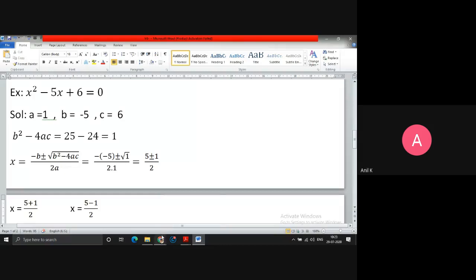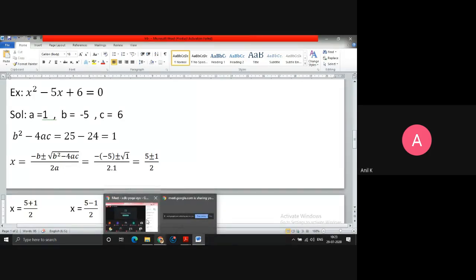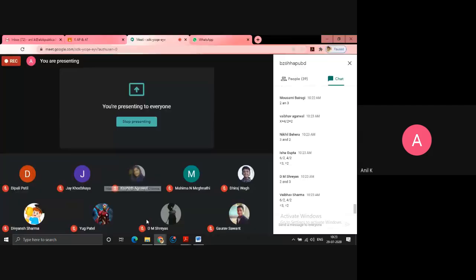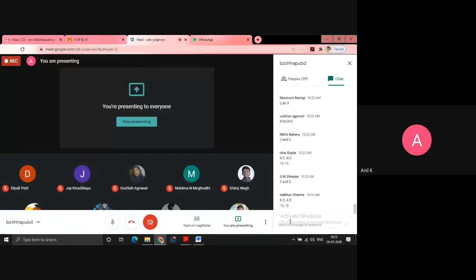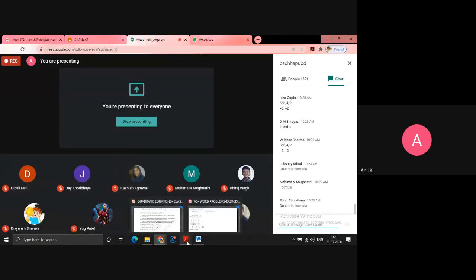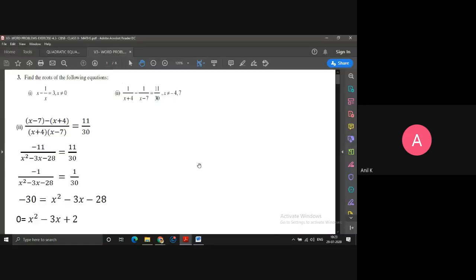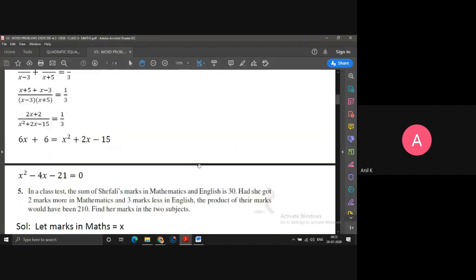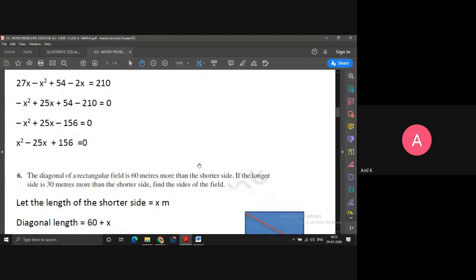Now tell me, which method is easy: the completing the square method, this quadratic formula, or splitting the middle term? Yeah, your answers are correct. Most of you have given the answers. Perfect, the quadratic formula is easier, right? If you want, I'll show you one example where you cannot realize the factorization and where it takes more time.